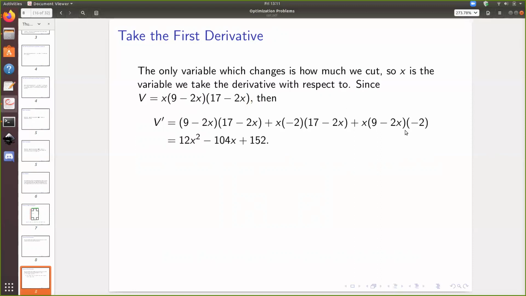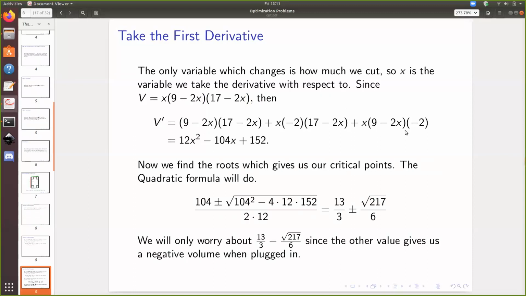And if you take the time to expand it out, you get this nice little quadratic polynomial, 12x squared minus 104x plus 152. And we'll just plug it right into the quadratic formula and get our roots for the polynomial, which are also our critical points. So we have 2 values, but you will notice that if you plug in the bigger of the 2, you'll get a negative volume, which is kind of strange. So we're only going to worry about 13 over 3 minus the square root of 217 divided by 6. That's the only critical point that we care about.